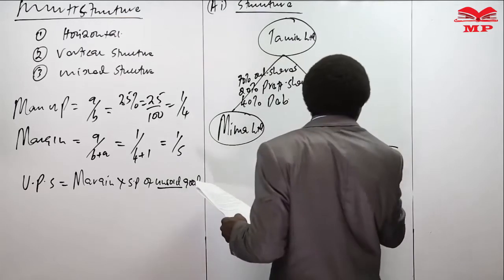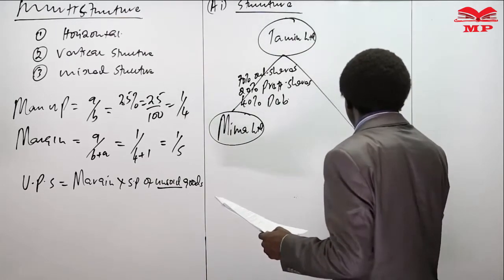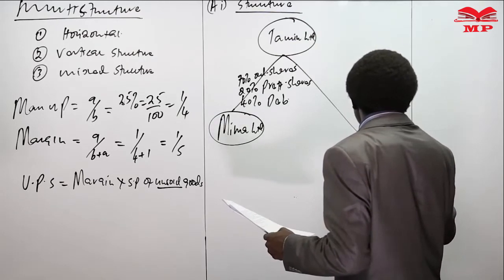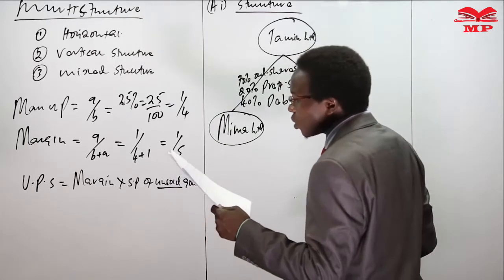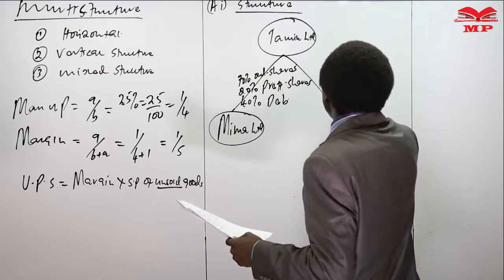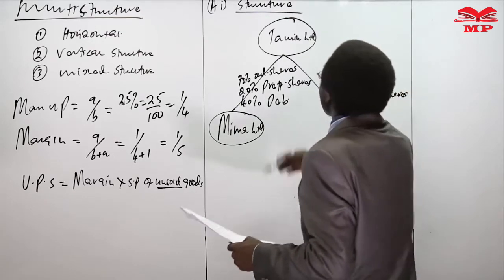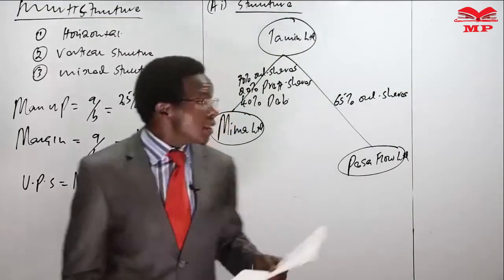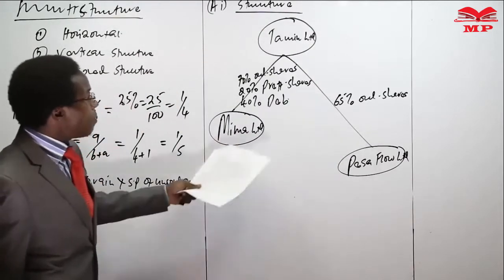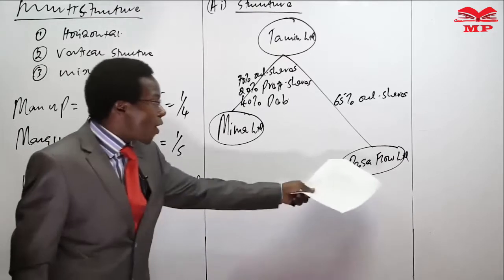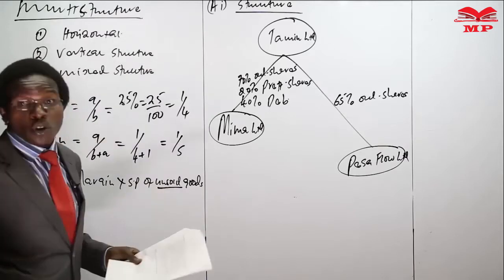Tamim has also acquired Pesaflow Limited. Pesaflow Limited, they've acquired to the tune of 65% ordinary shares. So you realize that now in this case there are 2 subsidiaries. Tamim is the holding company, Mima is the first subsidiary, and then we have Pesaflow being the second subsidiary. So that is a horizontal structure.